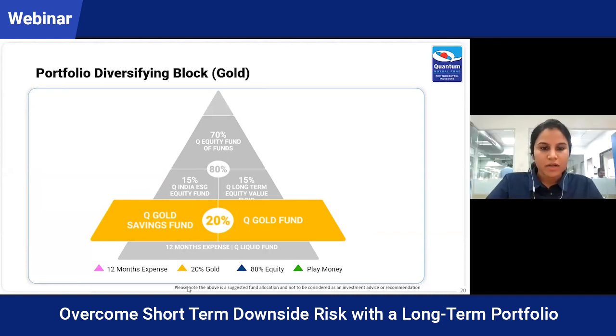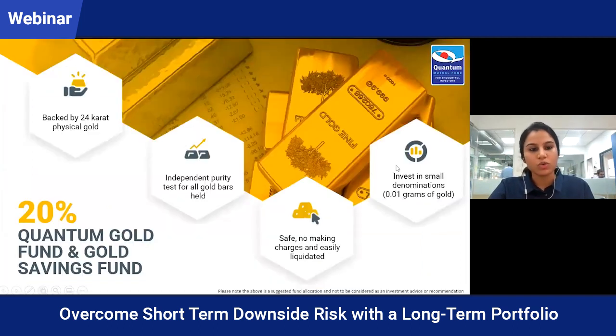Thanks, Sandeep. So within the 20% allocation to gold in the 12-20-80 framework, we recommend that you take allocation to gold through financial instruments like gold ETFs. Gold ETFs invest in 24-karat physical gold. Each unit of a gold ETF is backed by 24-karat physical gold. And gold ETFs do not have any making charges or premiums that are associated with physical gold. Also, you don't have to worry about purity, storage, insurance of gold when it comes to investing through gold ETFs.